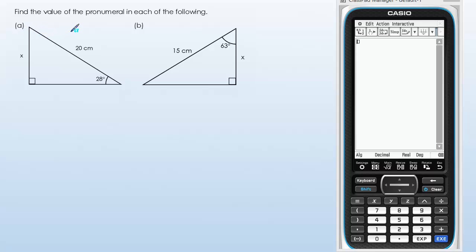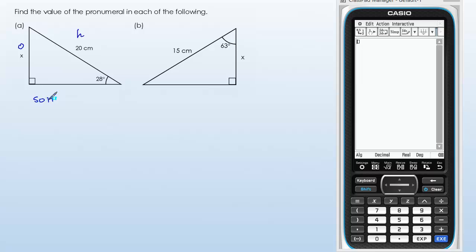We want to find the value of the pronumeral, that's the x, in each of the following. So we can see we have a right-angled triangle, and the angle we know here is the 28. The longest side is, of course, the hypotenuse, and this side over here, with respect to the 28 degrees, is the opposite.